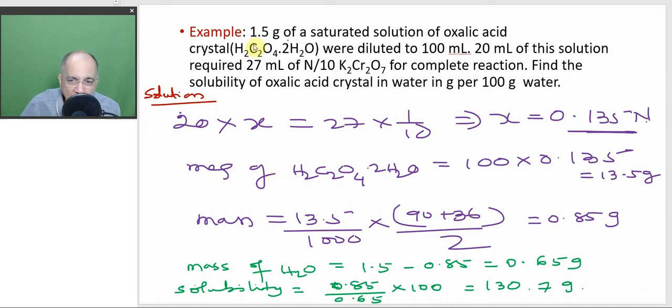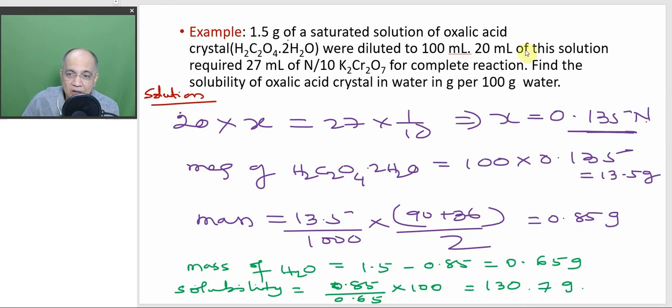Now see, 1.5 gram of a saturated solution of oxalic acid crystal, a dihydrate, was diluted to 100 ml, and 20 ml of this stock solution required 27 ml of N by 10 potassium dichromate for complete reaction. Find the solubility of oxalic acid crystal in water in gram per 100 gram of water.